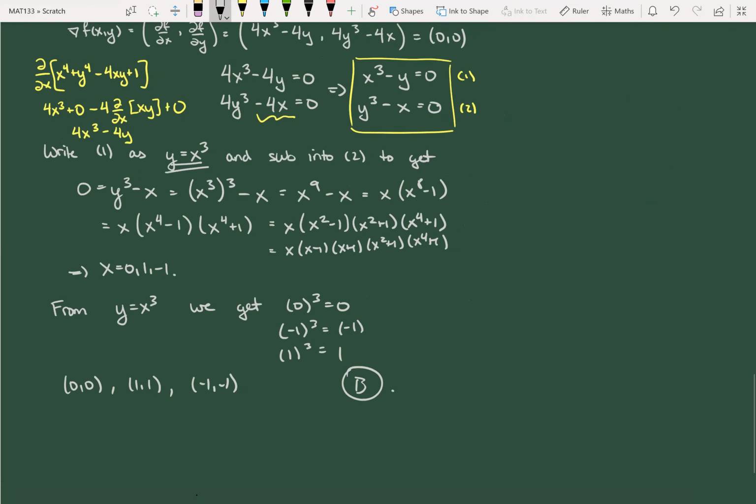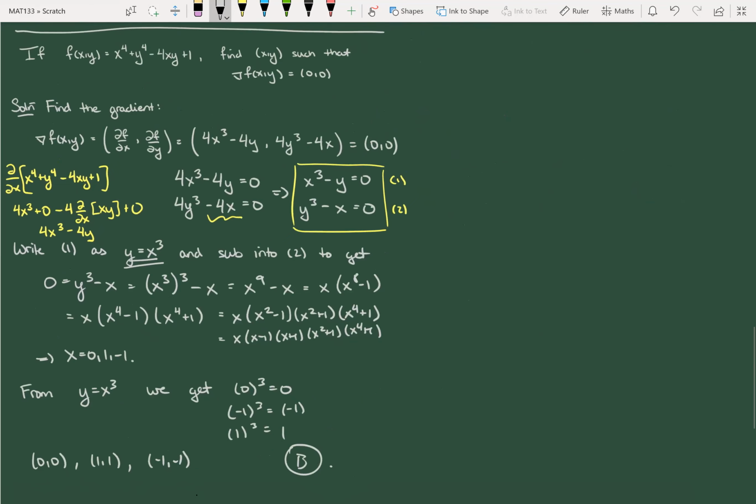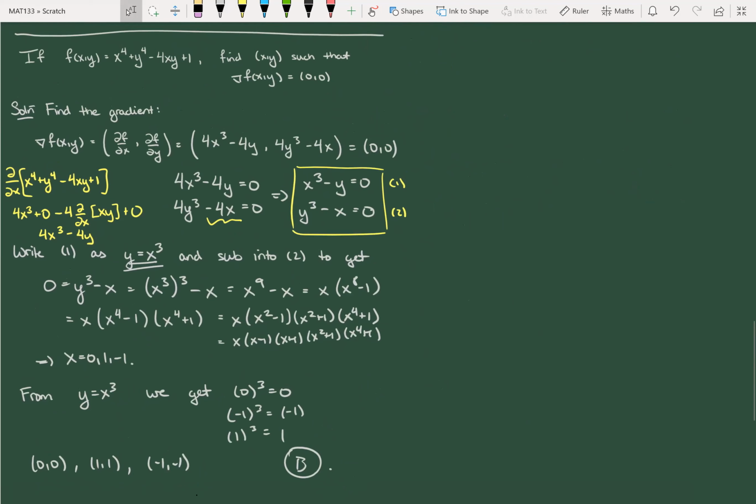Let me zoom out on that one so you can see it. Does that make sense? You see it's a little bit more complicated, right? We have to now solve two equations and two unknowns in order to be able to solve this.